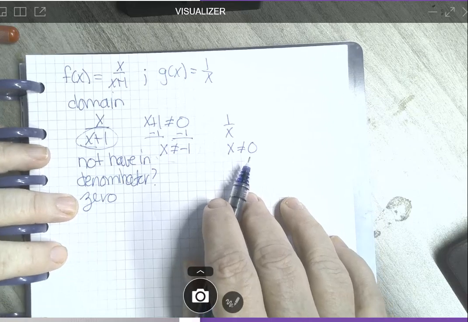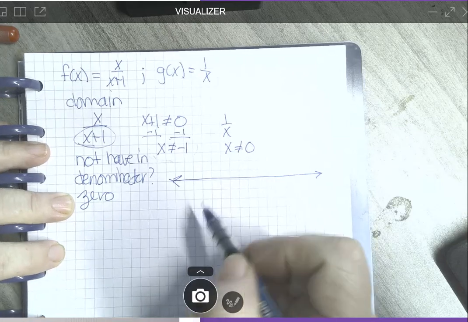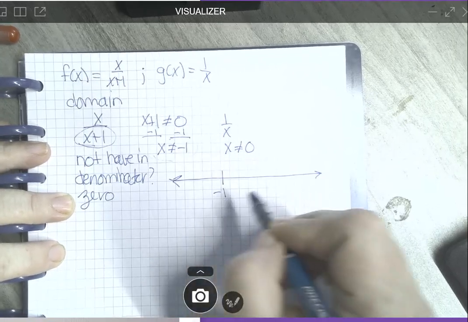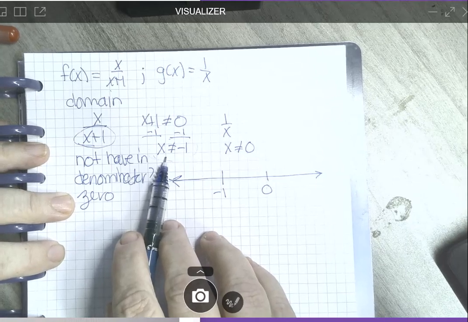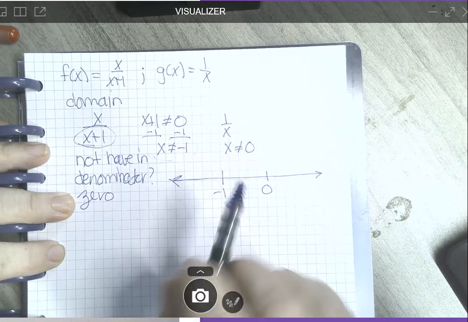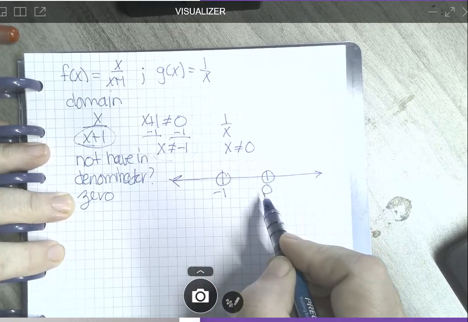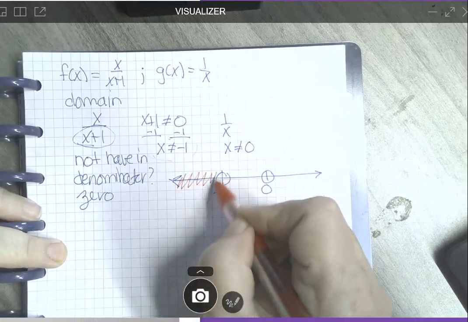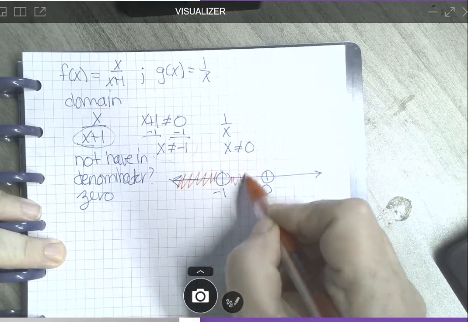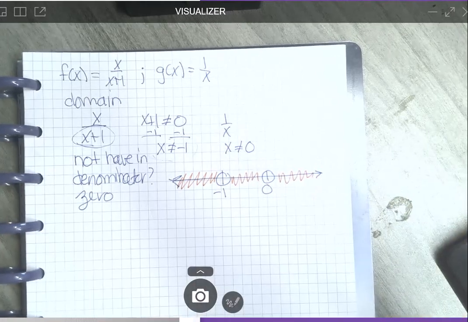What I like to do is make a number line. Okay, and I'm going to put negative 1 in there, and I'm going to put 0. Now, since it's not equal to negative 1 and not equal to 0, I'm going to put an open circle there. Okay, we can't have that. But what can we have? Well, we can have anything this way, right? Anything in here, and anything this way. What's that going to look like?